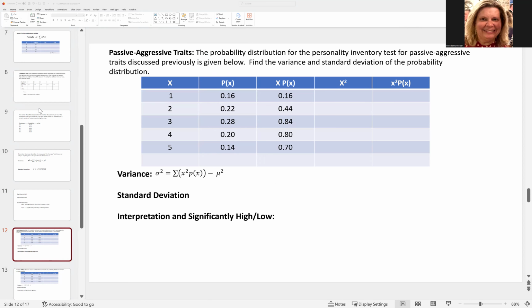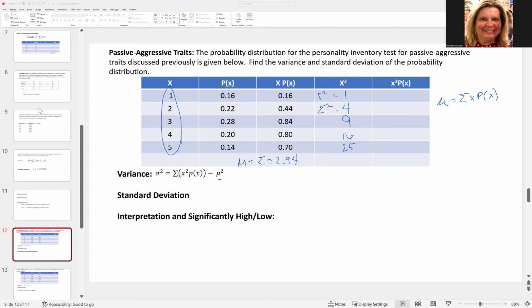And if you remember, we had gone through and found the mean, which was the sum of x p of x, which was the sum of this middle column here. So our mean was 2.94. I'm going to label that mean. And that's what's going to go right here in my formula. So as we develop this, be really conscious of the table headings. All right, so x squared is going to be this column squared. So I'm just going to go ahead and do 1 squared is 1, 2 squared is 4, 3 squared, 4 squared, and 5 squared.